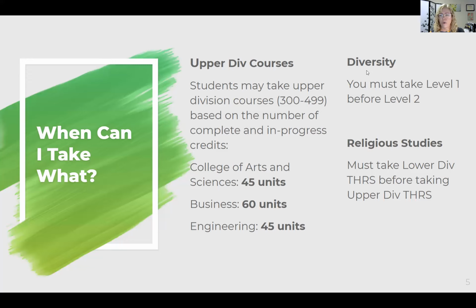Just a note on the core, if you are interested in taking a level 2 diversity course, your level 1 diversity has to be satisfied before you can take level 2. Engineering 103 covers level 1, so for most students, that's not an issue. Same thing with religious studies. You've got to take the lower division course before you can take the upper, so please don't plan on taking them both in the same semester.